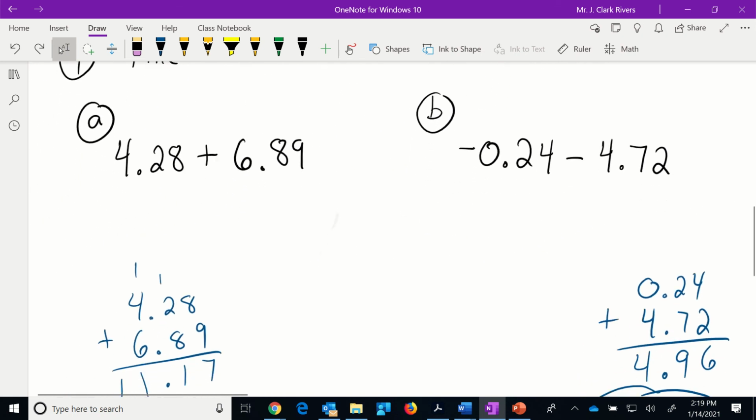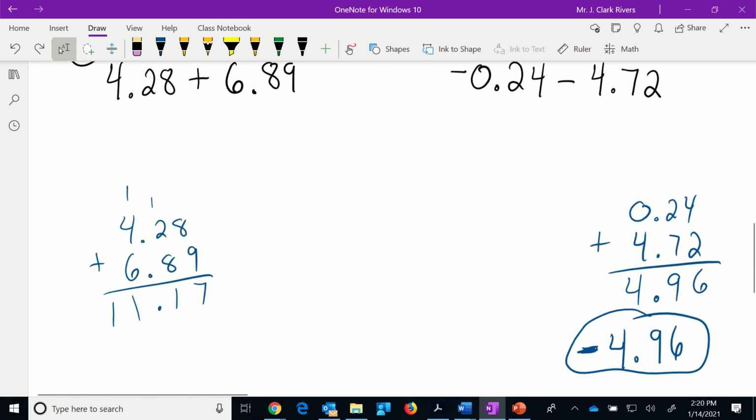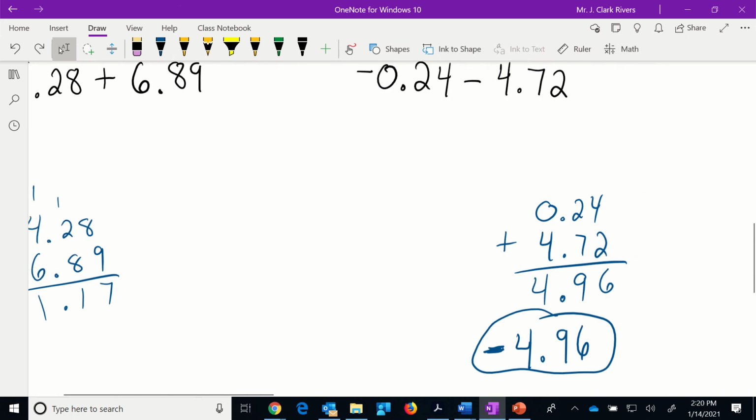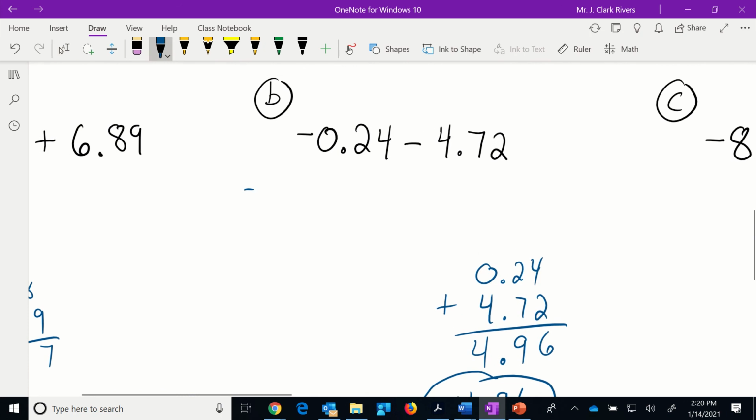All right, find the sum or the difference. 4.28 plus 6.89, it's just regular addition here. 11.17, don't forget to carry your ones. All right, now this one's a little different. Let's pretend we had the problem -2 minus 6. What's -2 minus 6? It's -8, right?